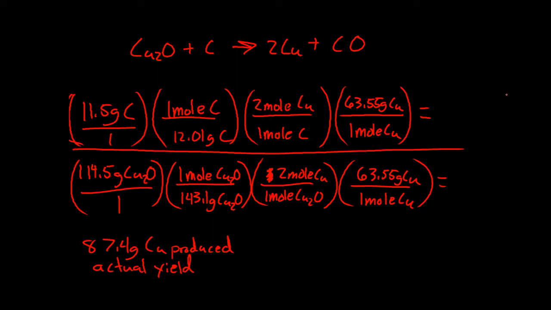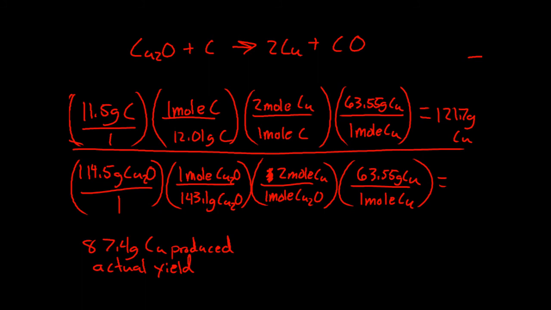Whew, okay, let me try to figure out where the edge of my screen is here so I don't write off of it. Okay, it's right there. So if I do the math here, 11.5 divided by 12.01 times 2 times 63.55, I will make, let's just round it, 121.7 grams of copper if all the carbon reacts.